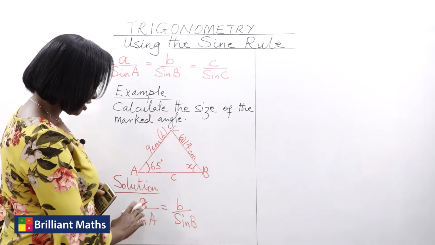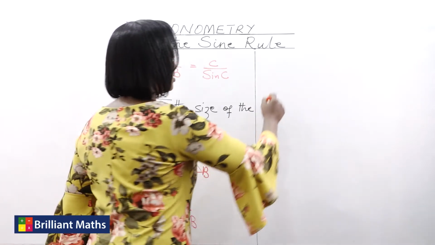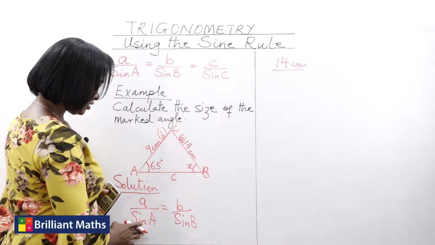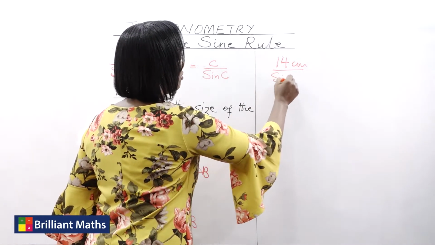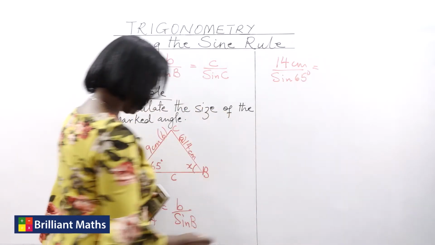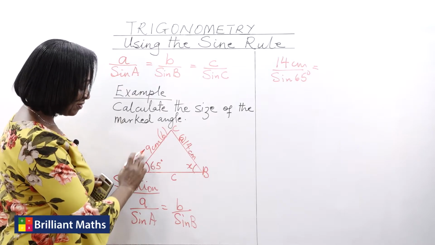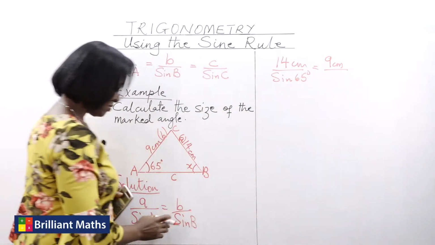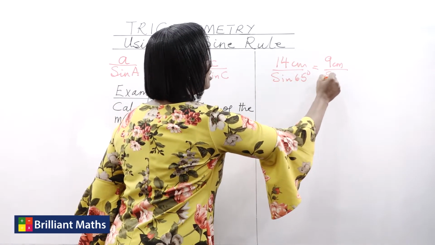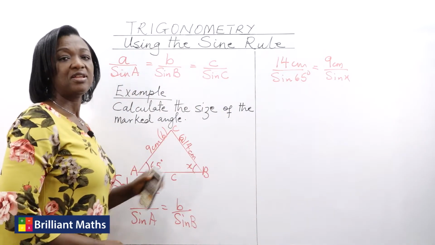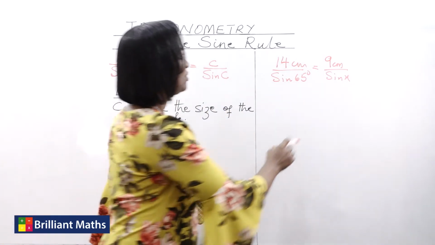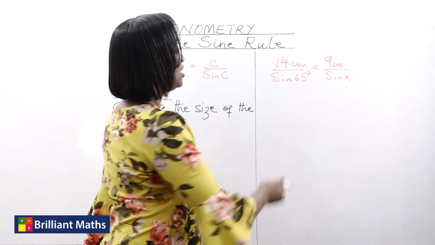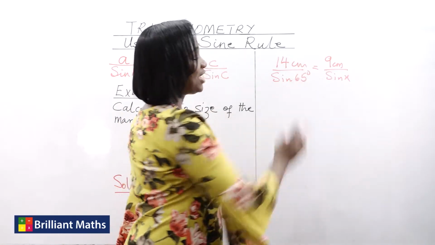So from here, our lowercase a is 14 centimeters over sine A, which is the sine of 65 degrees. And that's equal to the lowercase b, which is 9 centimeters, over the sine of x. So we're finding sine x. So you cross multiply. So we have sine x times 14 is equal to 9 times sine 65.